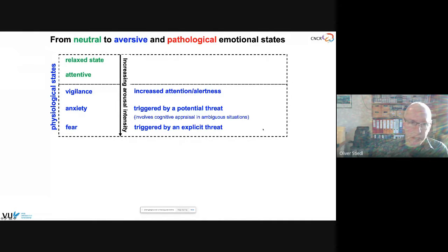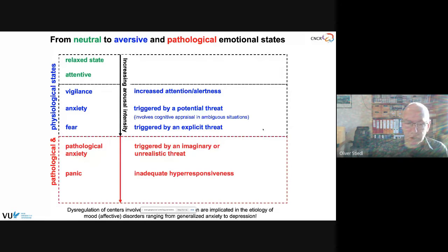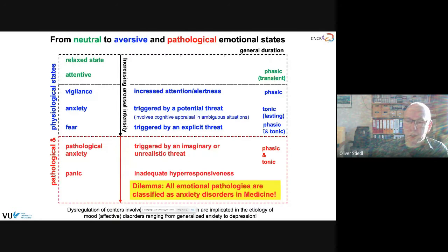The dilemma comes from all the pathology terminologies coming from the clinics, because whether it's pathological anxiety or panic, all these are characterized based on different durations as emotional pathologies in anxiety disorders in medicine. And of course, we have to be aware that a panic response to, let's say, spider phobia is triggered by an explicit threat and should be different from something that is, let's say, intrinsic, where we have cognitive appraisal without an explicit threat in an ambiguous-like situation.